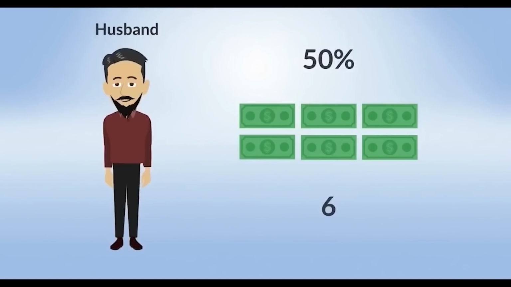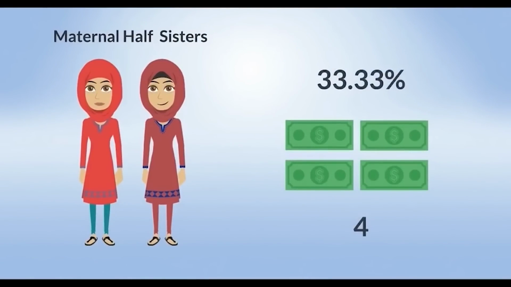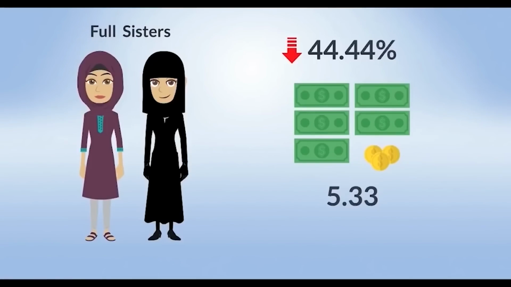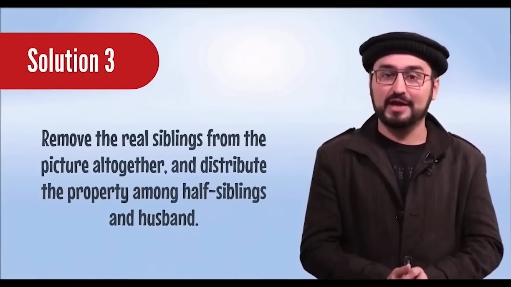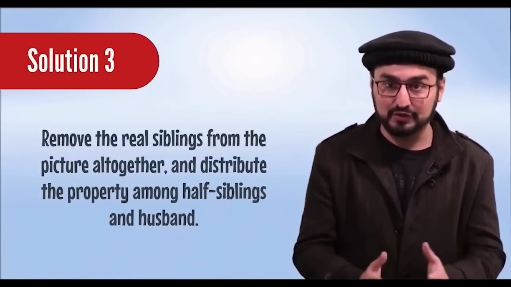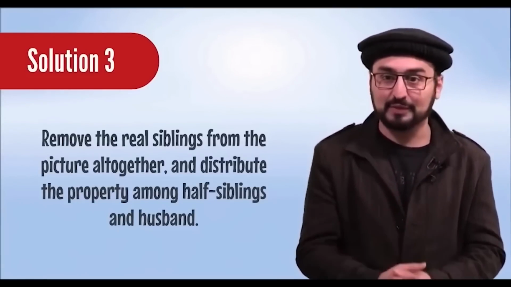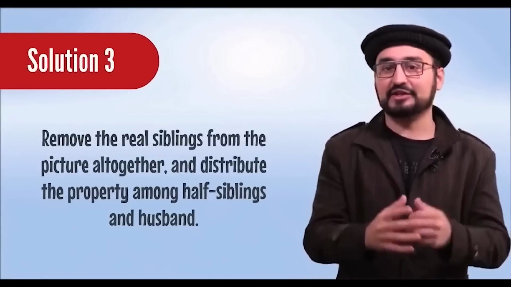What happens is that the husband's share is reduced from 50% to 33.33%, or rupees 4, the maternal sisters from 33.33% to 22.22%, or rupees 2.66, and the full sisters then receive 44.44%, or rupees 5.33. In this approach, none of the heirs get their Quranic entitlement. Then there's the third solution. Some traditional scholars suggest giving the husband and maternal sisters their full shares, rupees 6 and rupees 4. And since only rupees 2 remain, less than the rupees 8 needed, the full sisters get nothing. But this is clearly in conflict with the Quran, which had allotted them a share.